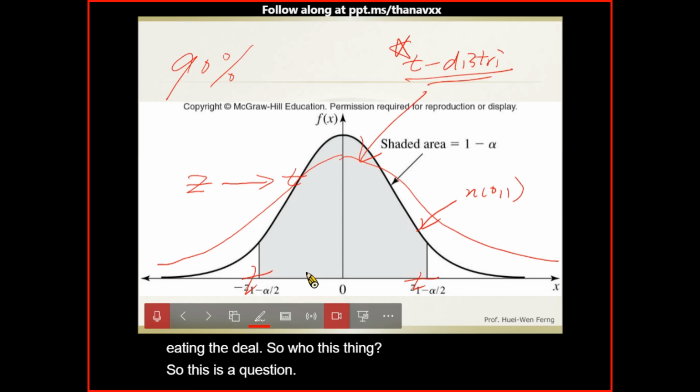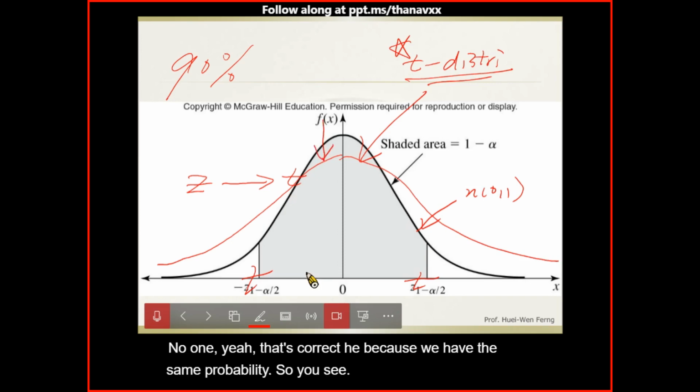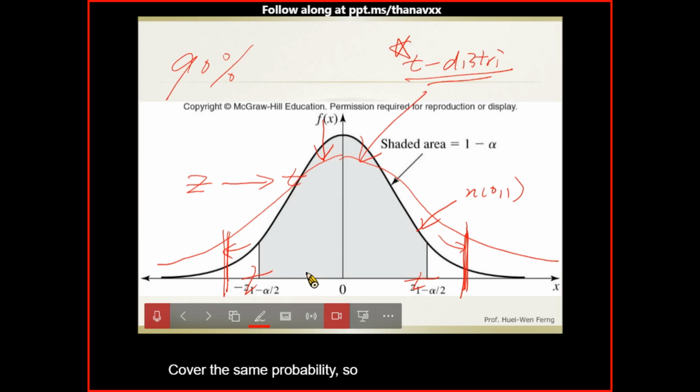Okay, that's it. So right now, each of you let me know your status. If you think T provides the wider confidence interval, raise your hands. T distribution, maybe more than half. Normal distribution, no one. Yeah, that's correct. T, because we have the same probability. So you see, T is a bit flatter, so of course we need to cover the same probability. So of course T has a wider one.